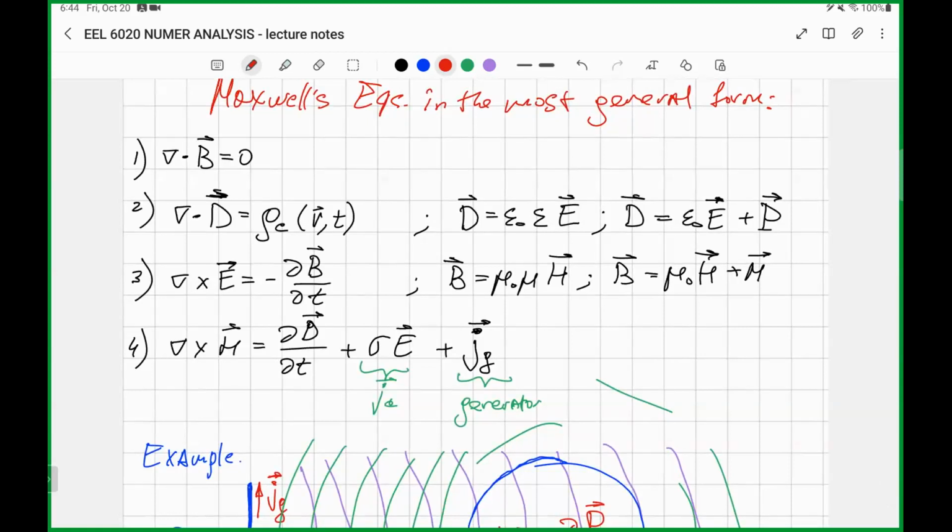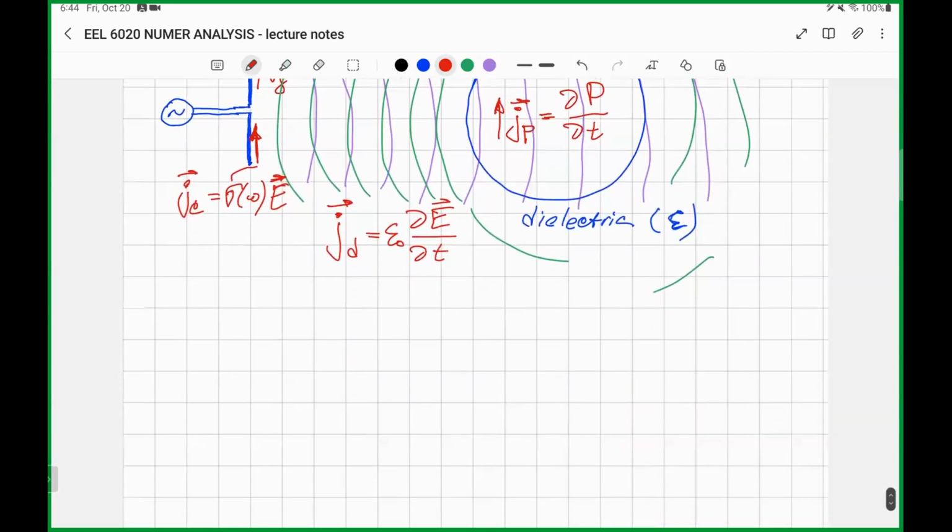In what follows, we will discuss different cases, starting from the electrostatic, magnetostatic, and low frequency, and we will end with the high frequency cases later in this course. So, do you have any questions regarding this part? If not, let me start chapter 4.